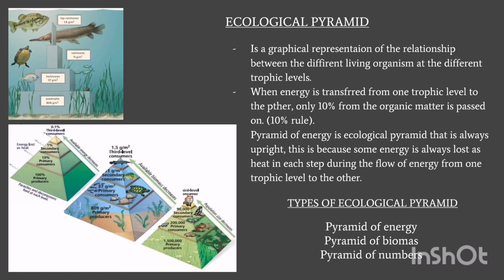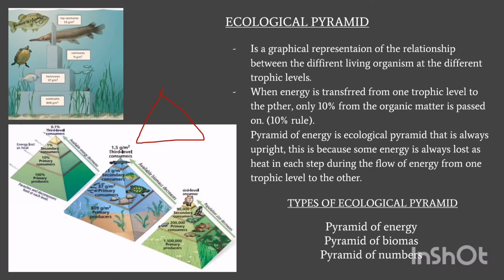Okay. So the pyramid of energy is an ecological pyramid that is always upright. A pyramid, as usual. This is because some energy is always lost as heat in each step during the flow of energy from one trophic level to the other. So there are three types of ecological pyramid.